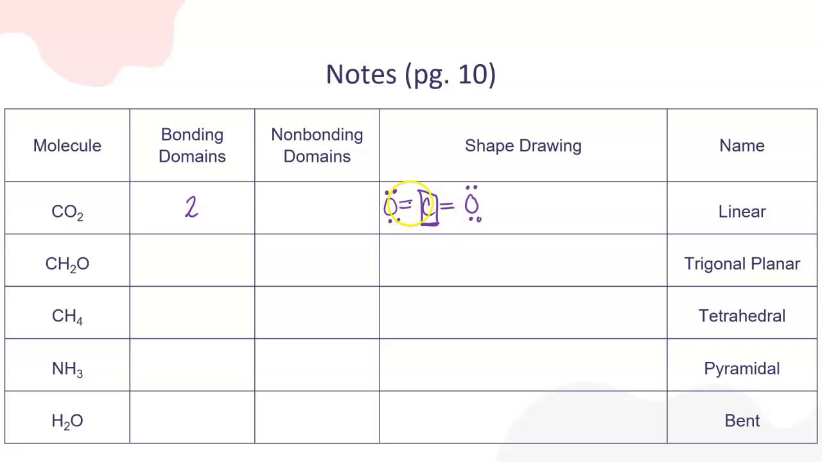So here we have two double bonds, that's two bonding domains. There are no lone pairs on carbon, so there are 0 non-bonding domains on the central atom. Shapes are always created around the central atom. So if we were to draw the shape, it would look like that, and it would have a bonding angle of 180 degrees, because from one bond to the other is 180.